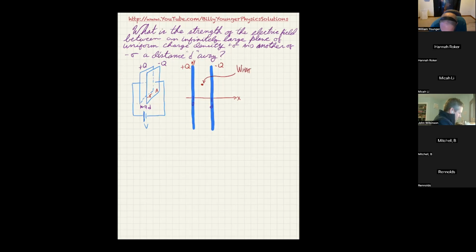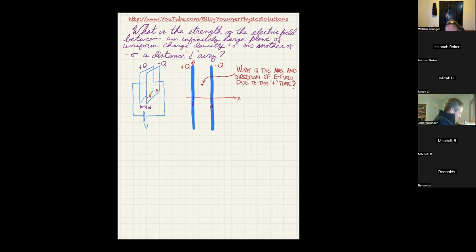What is the magnitude and direction of the E field due to the positive plate? So I mean literally just the positive plate.